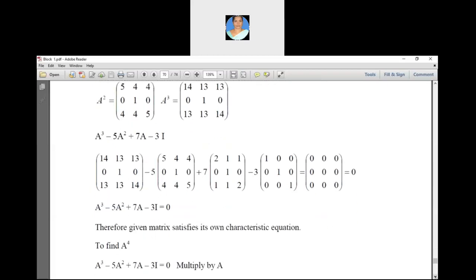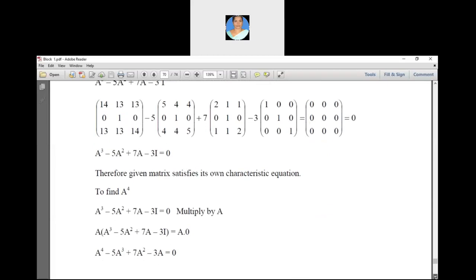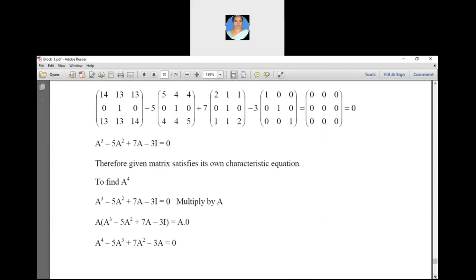Therefore, the given matrix satisfies its own characteristic equation. Next, you find out A power 4. Already we know the Cayley-Hamilton equation: A cube minus 5A square plus 7A minus 3I equal to 0. Multiply by A now. A into (A cube minus 5A square plus 7A minus 3I) equal to A into 0. That is A power 4 minus 5A cube plus 7A square minus 3A equal to 0.